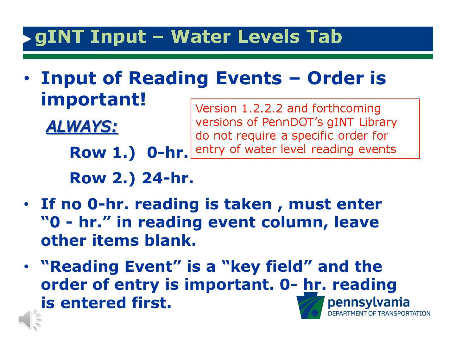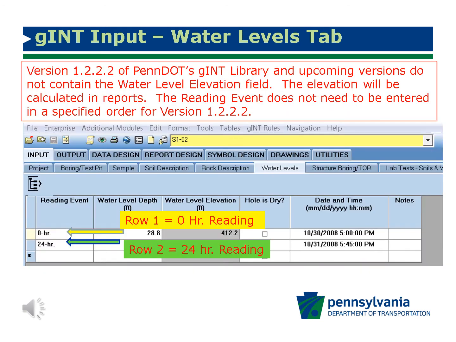If there are no water level readings, there are no water level reading events. The input for the Water Level tab is left blank. Here is an example demonstrating the requirement for entering the water level readings in a specific order. Note that row 1 on the Water Levels tab is for the 0-hour reading and is shown with the yellow arrow. Row 2 on the Water Levels tab is for the 24-hour reading and is shown with the green arrow. Additional water level readings can be entered, but they will not appear in reports. If there are no water level readings, no input is required, and the Water Levels tab can remain blank.